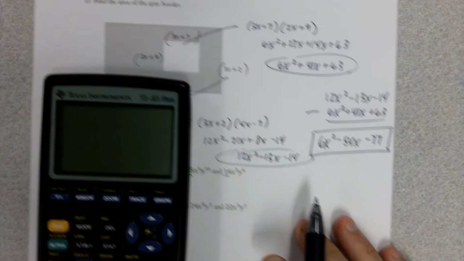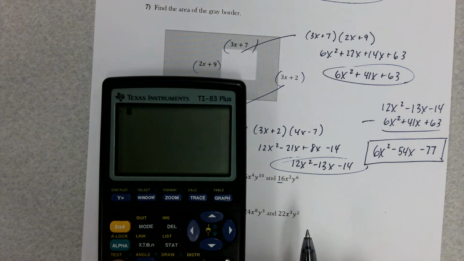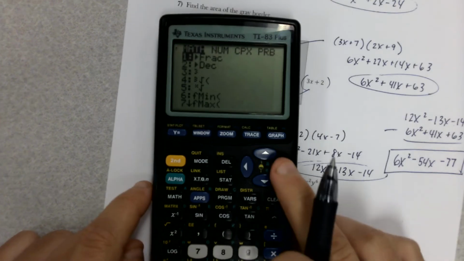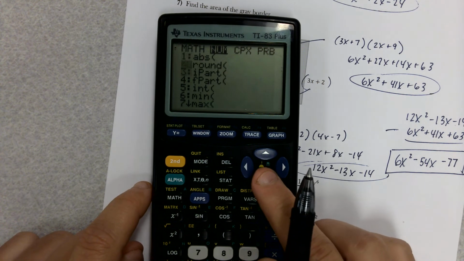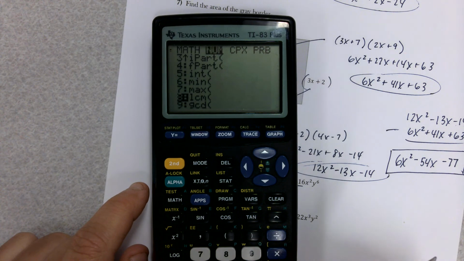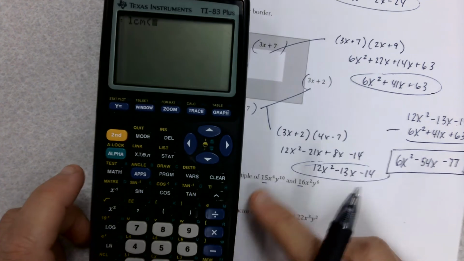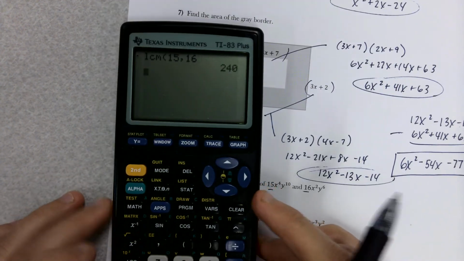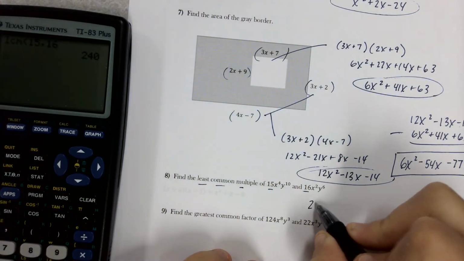I'm going to do that by going to my calculator, hitting the math key. Math key is on the left side here. Scroll over to the number column. Now, if you have it memorized, you don't have to go all the way down, but remember, it's option 8 down here. So go ahead, hit enter. You can only type 2 numbers in at a time, and you should separate them by a comma. And the LCM is 240.